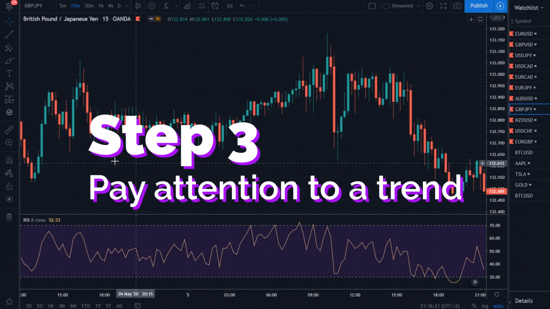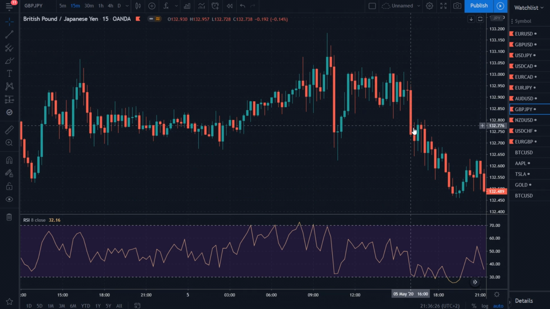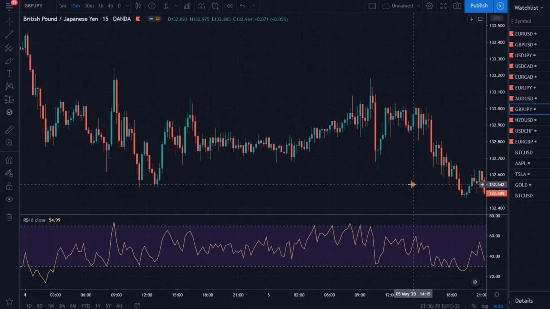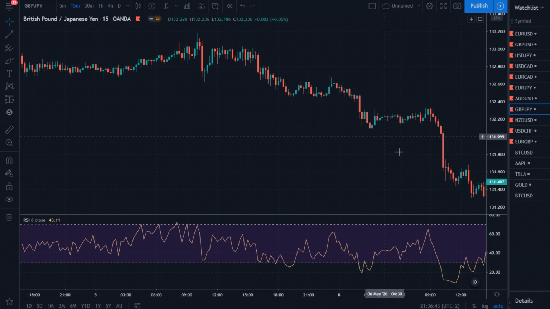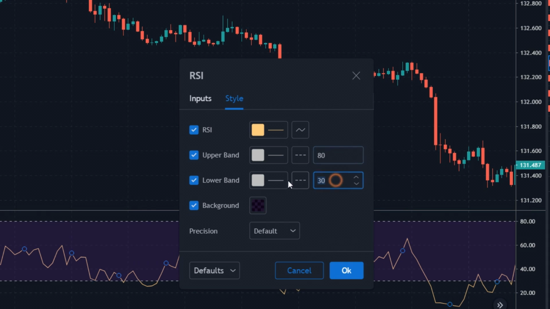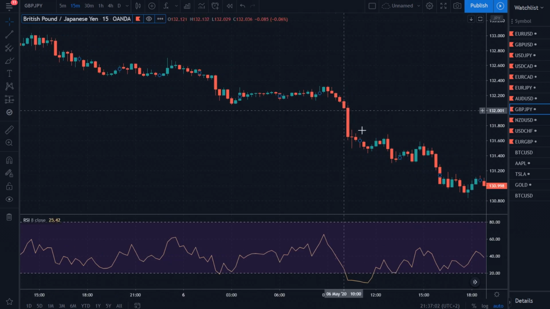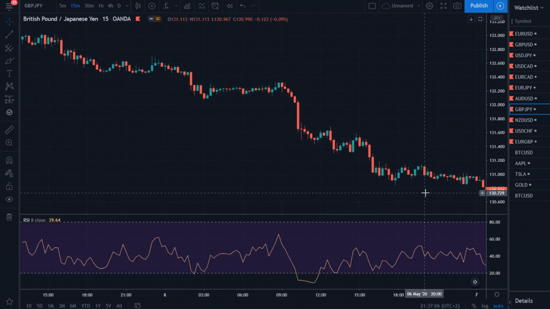Step 3. Pay attention to a trend. You should adjust the oversold and overbought levels to the trend direction. If the market is ranging, you can use the standard parameters, which are 70 and 30. If there is a strong downtrend or an uptrend, it's better to change the settings to 80 for overbought and 20 for oversold levels. I personally prefer using these settings as signals become more accurate.